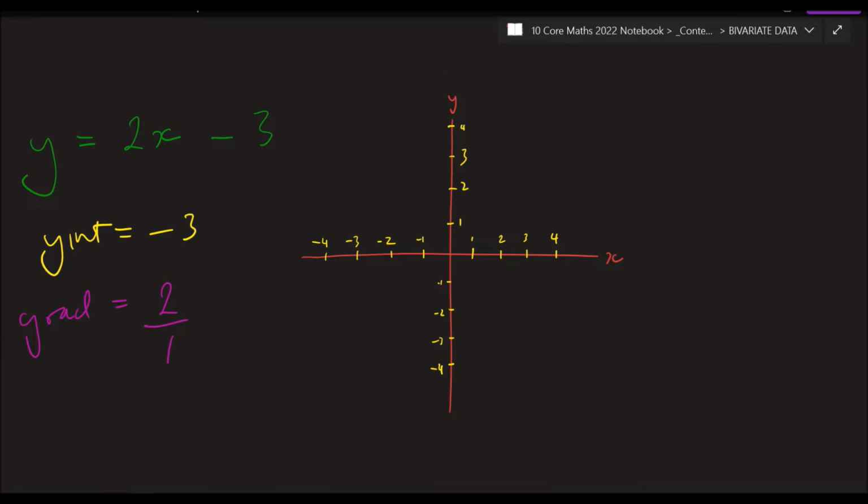Where is it, Francis? On the bottom. Good. So we start there. Remember, you only need 2 dots. There's my first dot, or 2 points to draw your line. The gradient is 2/1. It is a positive number.